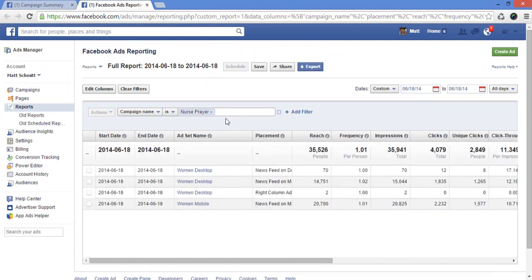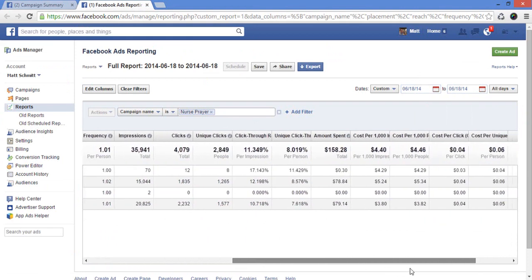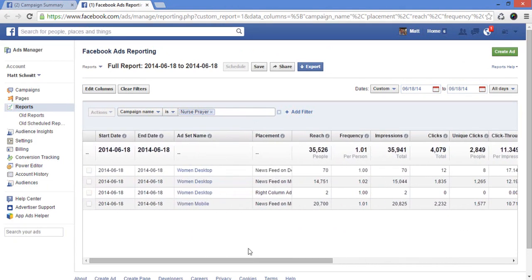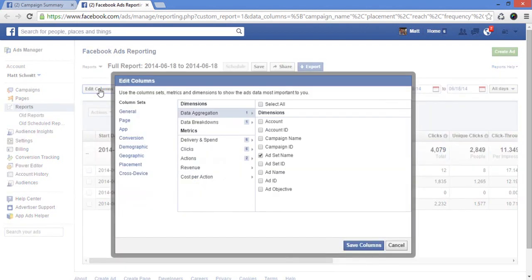What they pull up here is not really what I'm interested in looking at, so we're going to hit Edit Columns. It's going to give you a bunch of stuff. Don't focus on what's on the left, just focus on these two middle sets here. First thing you're going to do is click Add Name and add Set Name if it's not highlighted. Data breakdown, you don't need anything.